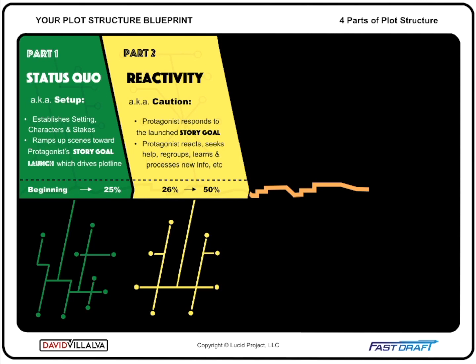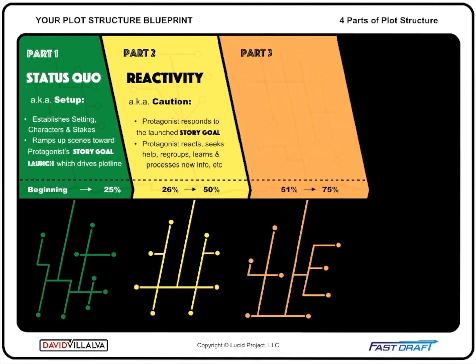Next up is part 3, and that is at the 51% marker. And it's going to go until about the 75% marker. It's called proactivity. It's basically where your protagonist is going to go on the attack. And again, we're going to go over this in more detail and show you how the plot milestones connect these different parts. But for right now, we're keeping it as a large-scale overview, right?